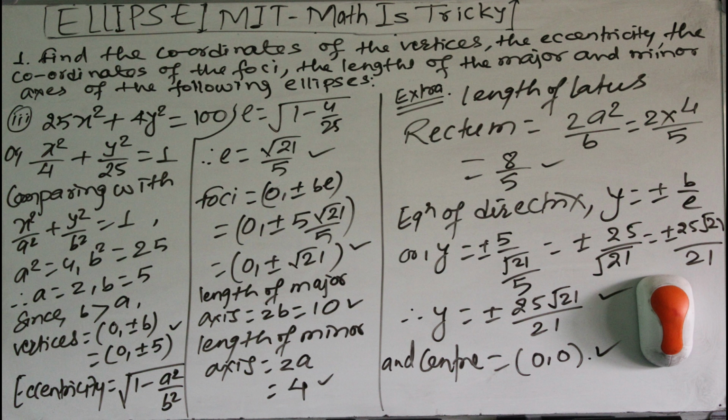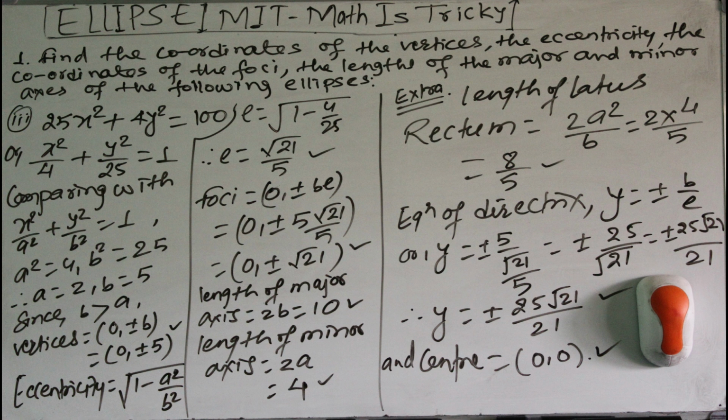Eccentricity will be square root of 1 minus a square by b square, which gives here eccentricity equals square root of 21 by 5, and foci will be 0 comma plus minus be. On simplification, we'll get foci as 0 comma plus minus square root of 21. Length of major axis will be 2b because b is greater, so it will be 10, and length of minor axis will be twice the smaller value, that is 4.